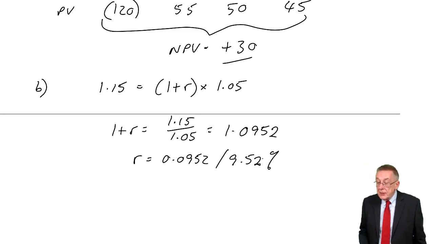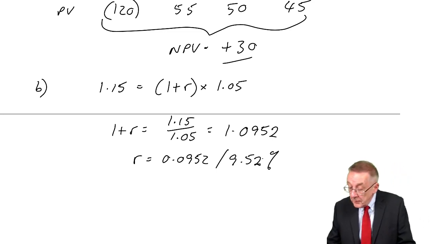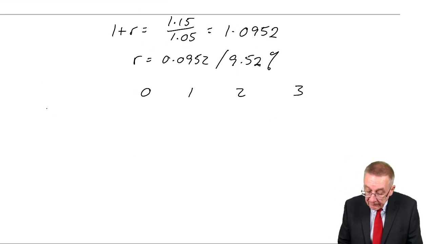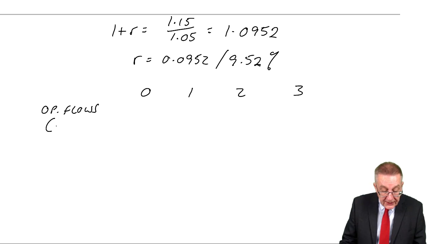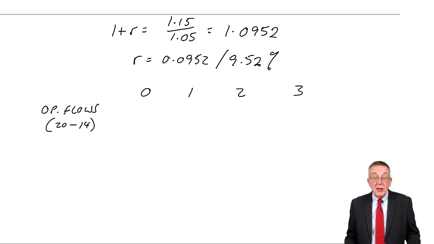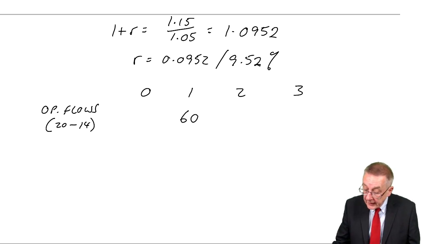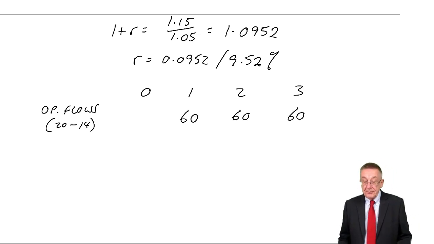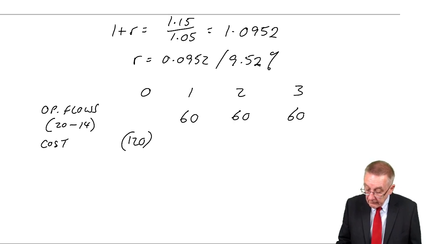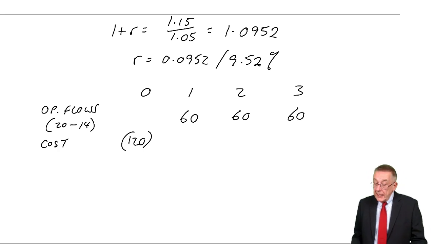And so our alternative approach is to ignore inflation completely and to say, okay, without inflation, the operating flows, well, at current prices, it's selling price 20, variable cost 14, so it's 6 a unit, 10,000 units. So if we ignore inflation, it's 60 each year. The cost, of course, isn't affected, 120.